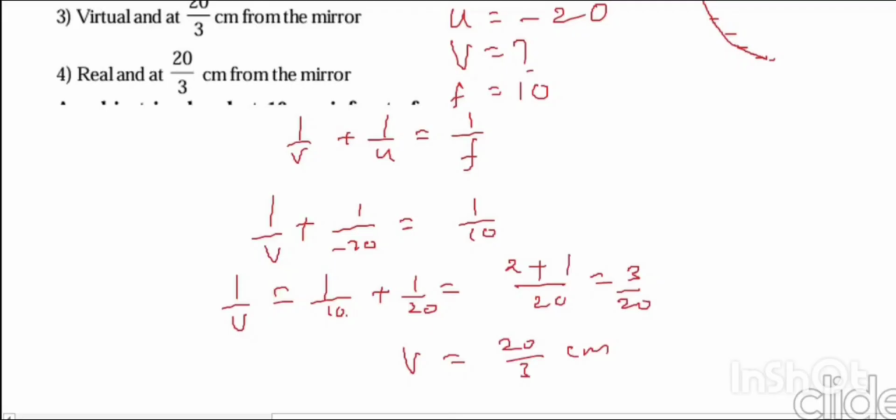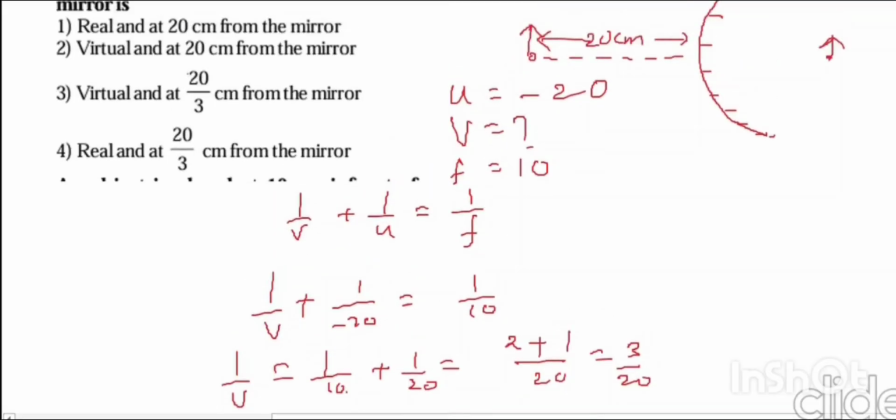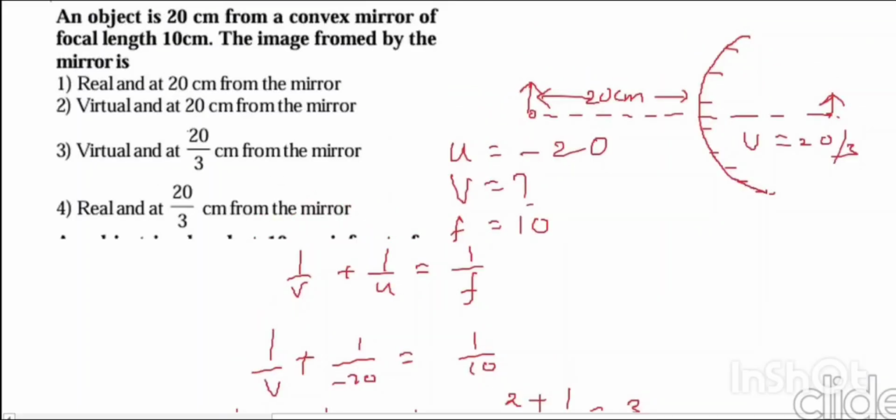Now v is coming positive. That is, it is on the other side of the mirror. So if I schematically draw, v is equal to 20 by 3, it is on the other side. You must know one concept here, that a convex mirror is a diverging mirror. So the light rays which are coming like this will go like this, and when they are extended backwards with the help of these dotted lines, you get the image.